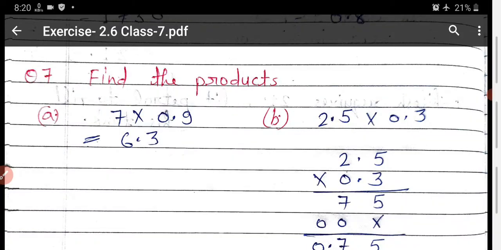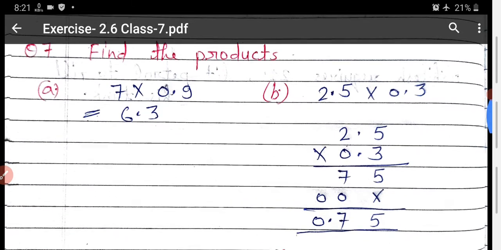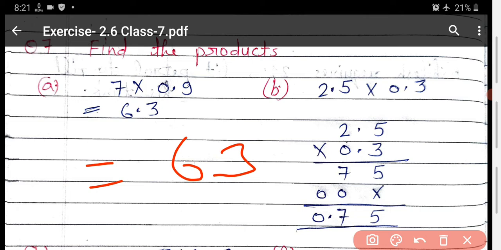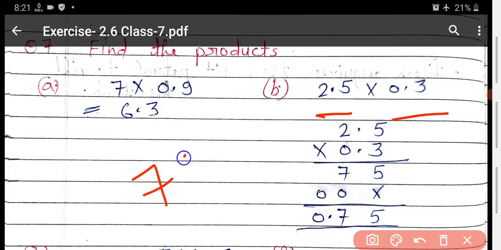Okay, now come on to the next question. 7 into 0.9, just multiply. 7 nines are 63, so just write here 63. Now after the decimal only one digit, from the back side put the decimal after only one digit, so you will get 6.3. Now 2.5 into 0.3, don't worry about the decimal, just do normal calculation. Multiply 25 by 3: 25 times 3 is 75, so it becomes 75. Now after the decimal one digit, after the decimal one digit, two digits are there, so from the back side put the decimal after two digits, and put one 0. So your answer is 0.75.